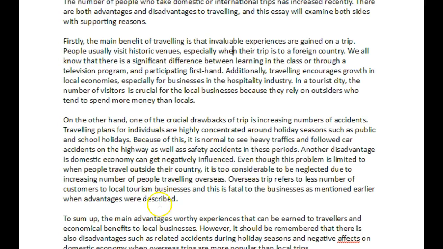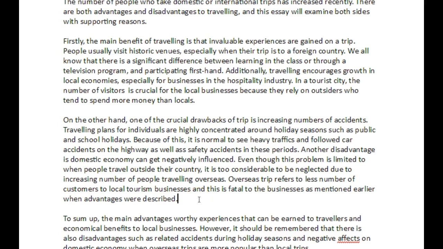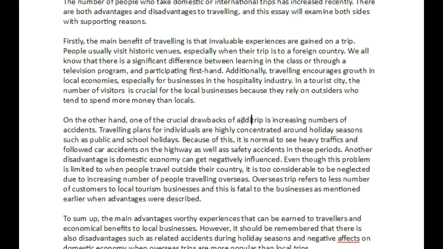Okay. Personally, I think one of the biggest drawbacks of increasing travel is increasing pollution. But it's not up to me to criticise your ideas. On the other hand, one of the crucial drawbacks of... Shall we say additional trips? Because we're talking about the increase. One of the crucial drawbacks of additional trips is increasing numbers of accidents.